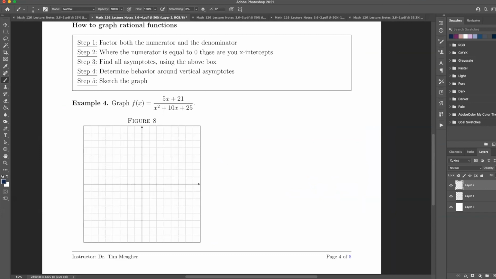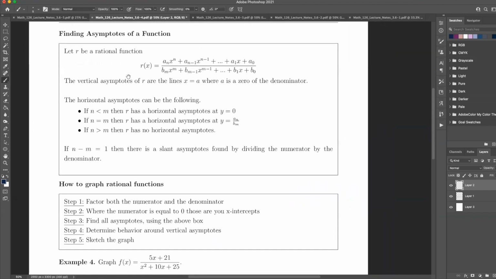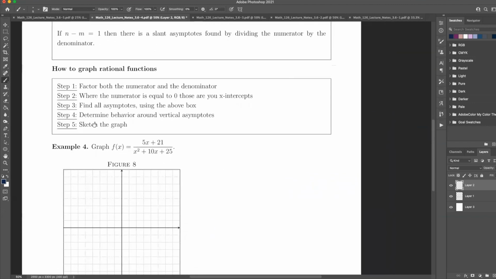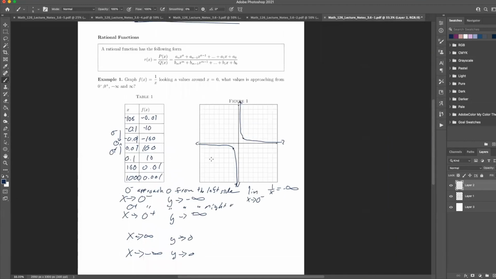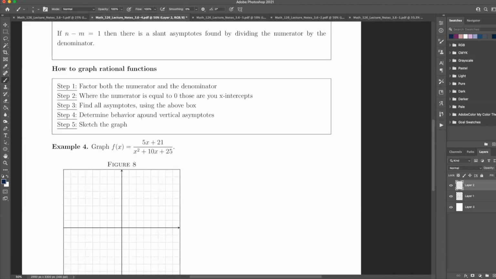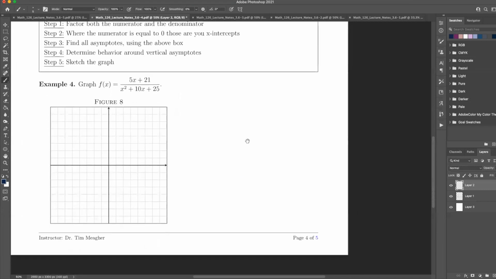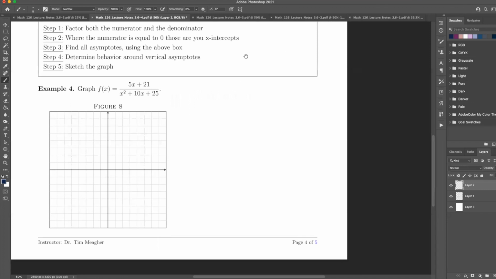Where the numerator is equal to 0, that's your x-intercepts. Find all the asymptotes using this box right here. We're going to determine the behavior around the asymptotes, like we did in the first section. We're just going to look at zeros and asymptotes, at values right below it and right above it, and then sketch the graph. This way you can be a lot more comfortable with rational functions, which tends to be a weak point. So let's do this.